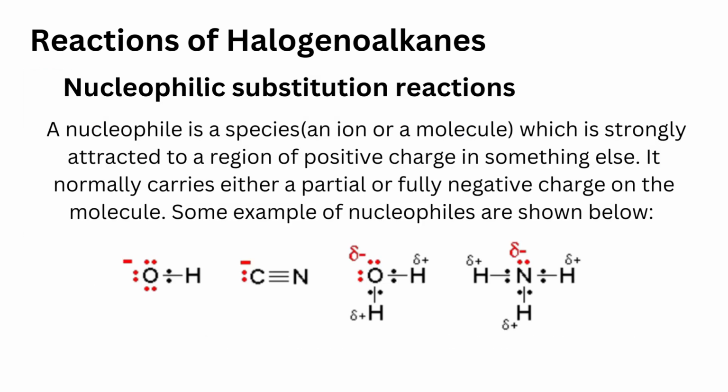Nucleophilic substitution reactions. A nucleophile is a species, an ion or a molecule, which is strongly attracted to a region of positive charge in something else. It normally carries either a partial or fully negative charge on the molecule. Some examples of nucleophiles are shown below: OH-, CN-, OH2 which is water, H2O, NH3 which is ammonia.